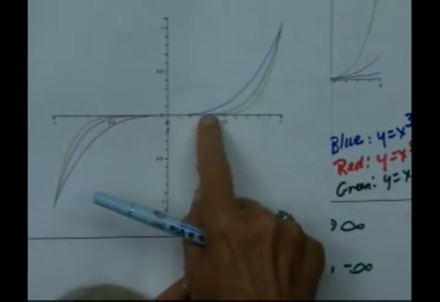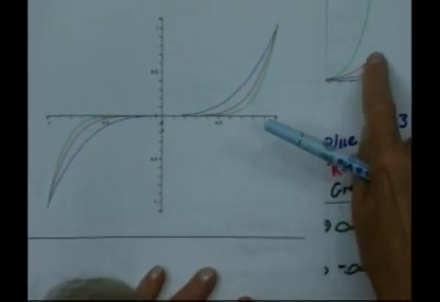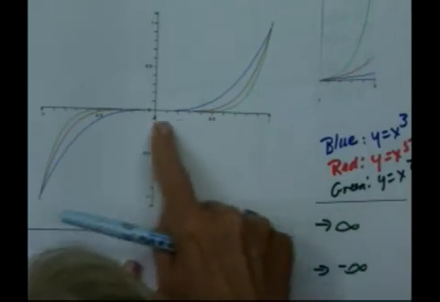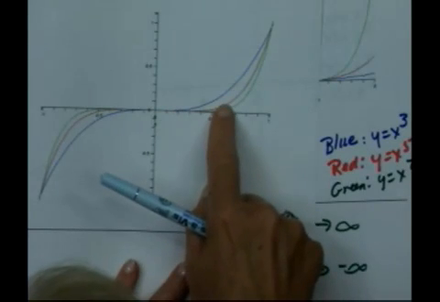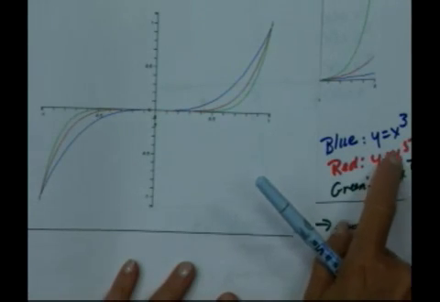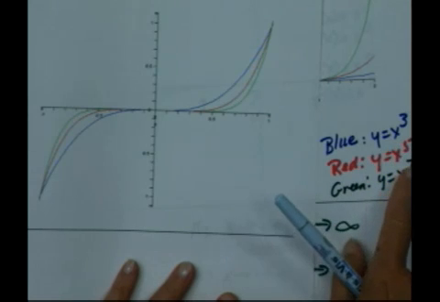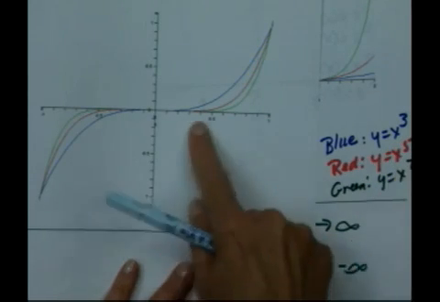Y equals x to the 5th is going to go off, but between 0 and 1, it's going to be a little bit bigger than x to the 7th, because if you raise a half to the 5th, that's a bigger number than a half raised to the 7th power. Do you see how that works?